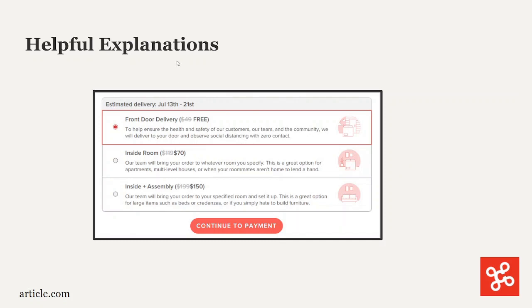Helpful explanations are also going to be really important. So here also on article, they explain the different types of delivery. So there's front door delivery, inside room, inside an assembly, and visitors might not be aware of what the differences are. And here they have these helpful explanations to keep people in the checkout and not leaving to go find this information and then forgetting to finish their purchase.